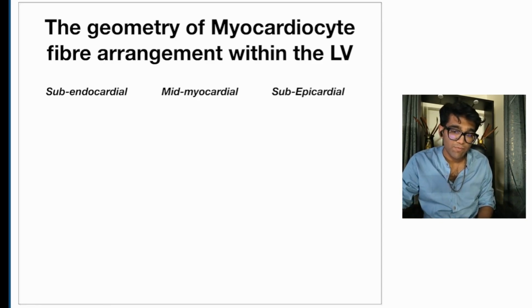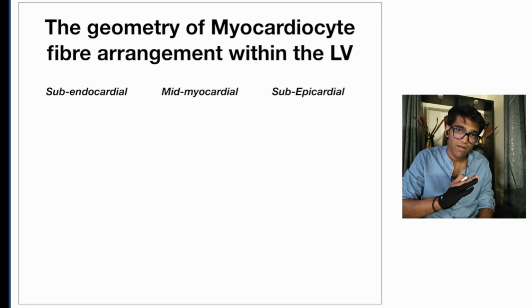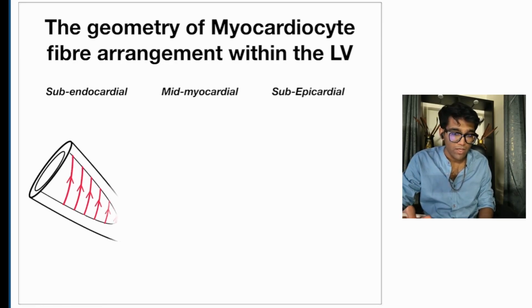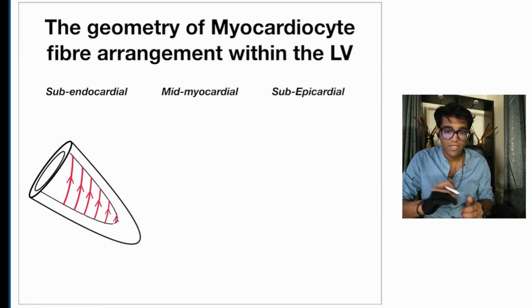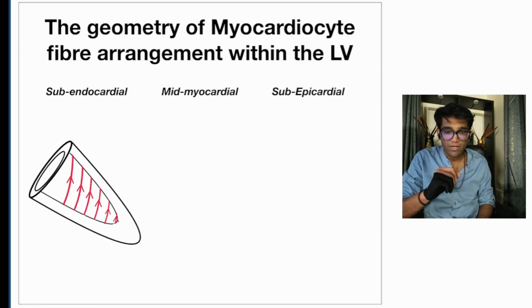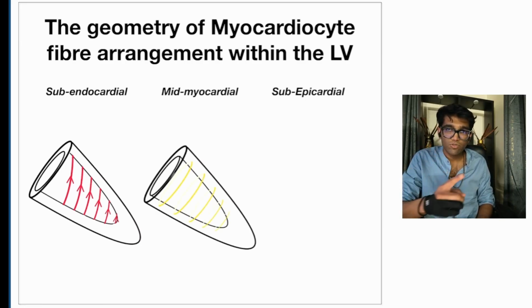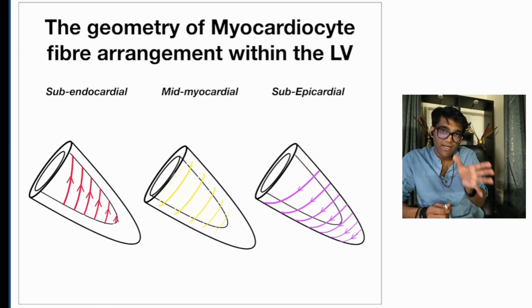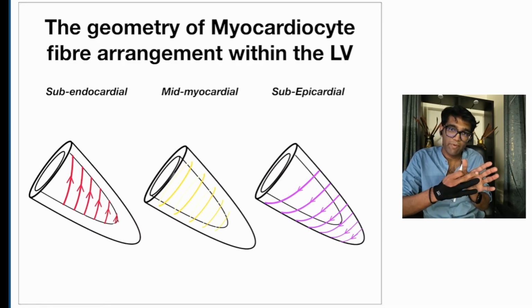Now the geometry of myocardial fiber arrangement actually varies from the subendocardial myocardium to the subepicardial myocardium. In the subendocardial myocardium, there is a right-handed helix. How you think of it is basically you hold it with your right hand and your fingers will be parallel to the direction of the fibers. So that is the subendocardial myocardium. Then in the mid myocardium, the fibers are almost concentric. And in the subepicardial myocardium, the fibers are in a left-handed helix pattern. So if I was to hold the myocardium with my left hand, the fibers would be parallel to my fingers.